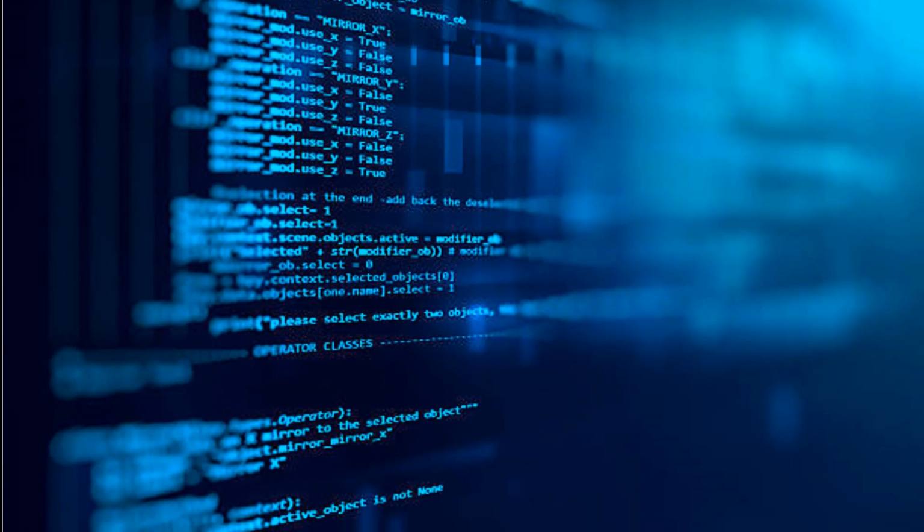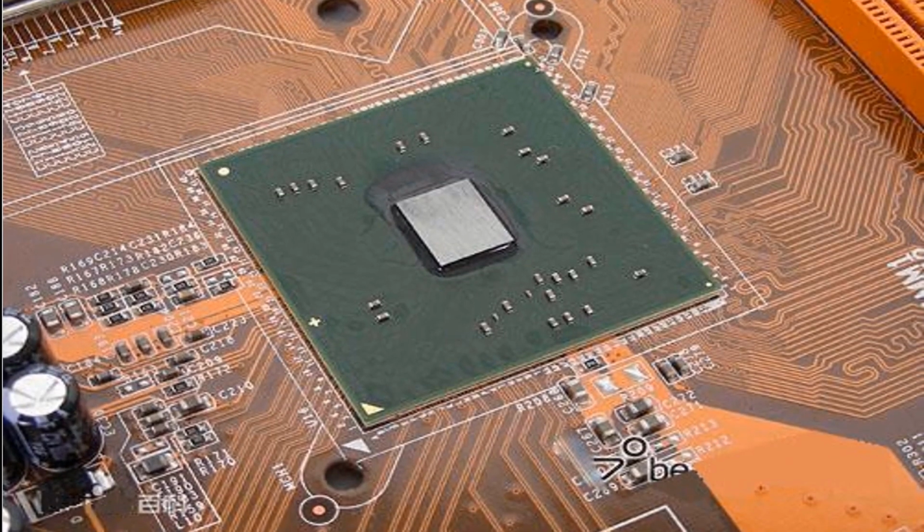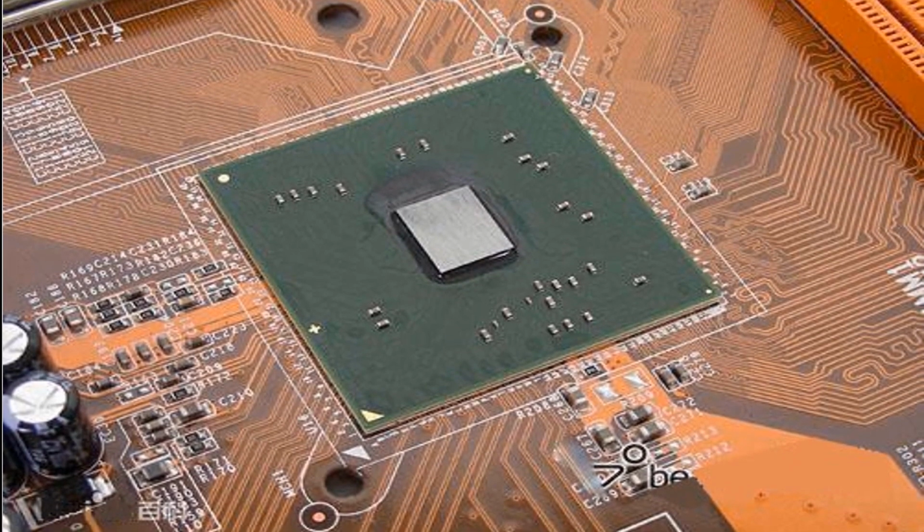When the computer needs to access the data from the RAM, it sends a request to the memory controller, which is a chip that manages the flow of data between the CPU and RAM. The memory controller uses the memory address to locate the data in the RAM and retrieves it. The retrieved data will then be sent to the CPU for processing.